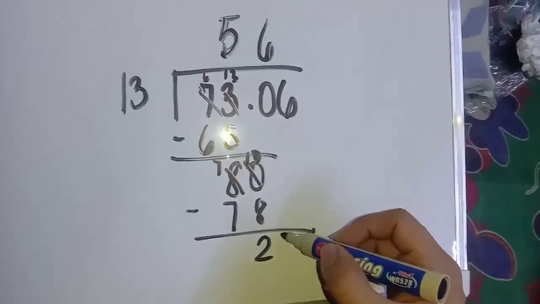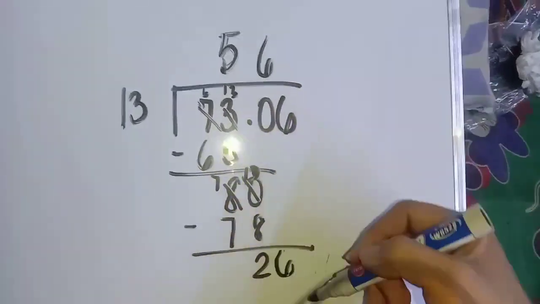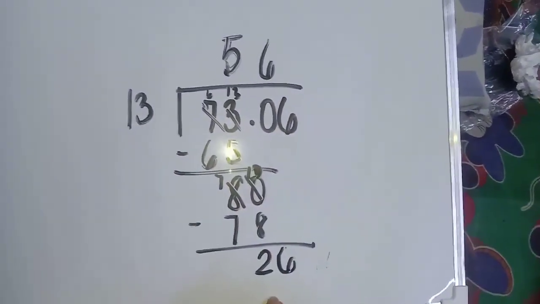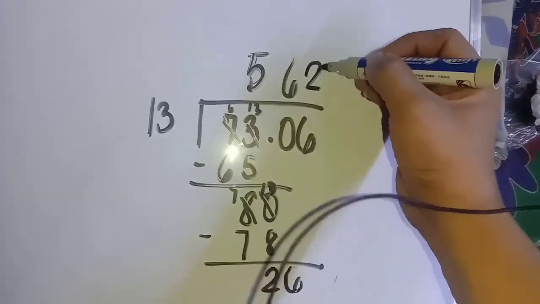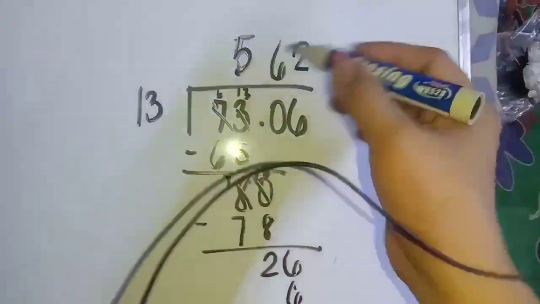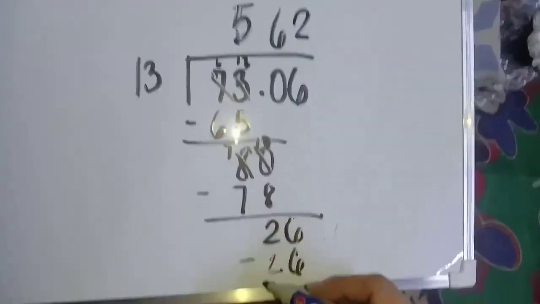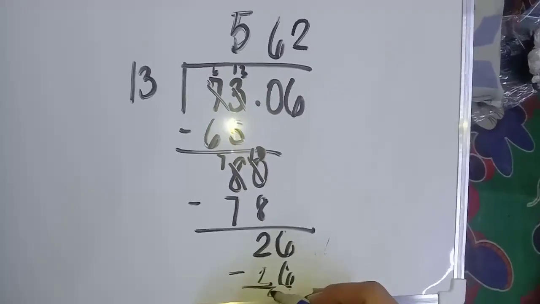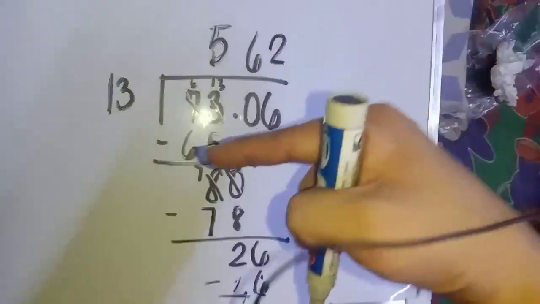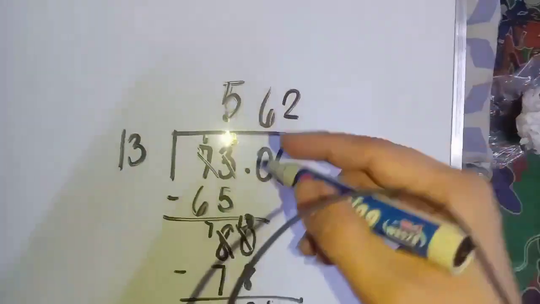And last number, last digit is 6. Okay, i-bring down natin. So how many 13s are there in 26? There are 2. Okay, 2 times 3 is 6. And 2 times 1 is 2. Subtract, the answer is 0. So wala tayong remainder. Okay, now the question, saan natin ilalagay yung decimal point?